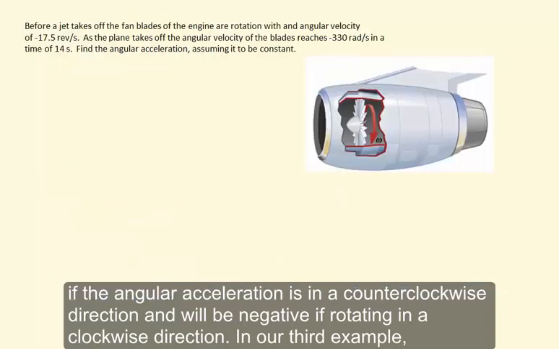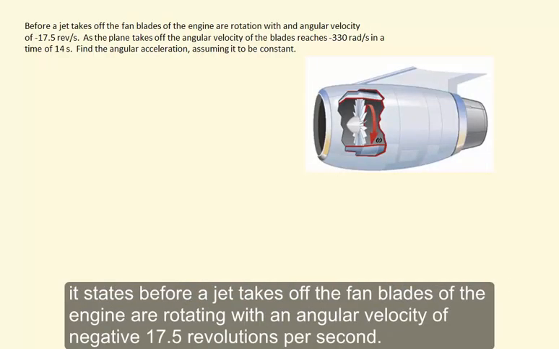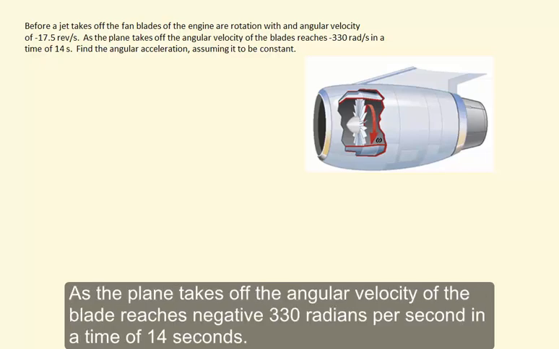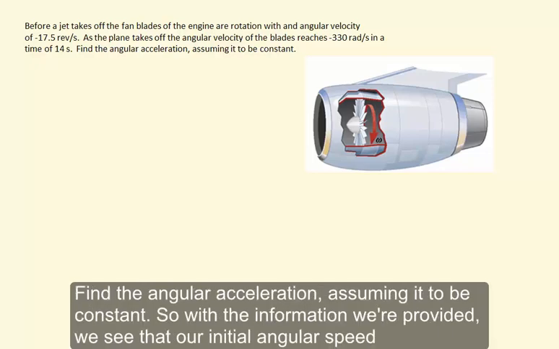In our third example, it states, before a jet takes off, the fan blades of the engine are rotating with an angular velocity of negative 17.5 revolutions per second. As the plane takes off, the angular velocity of the blade reaches negative 330 radians per second in a time of 14 seconds. Find the angular acceleration, assuming it to be constant.